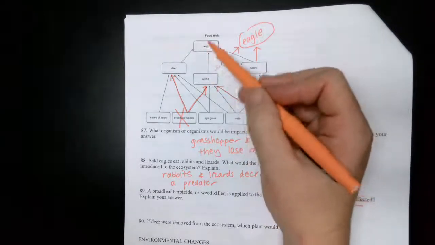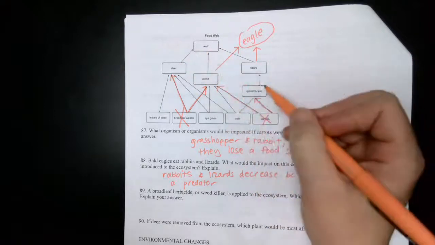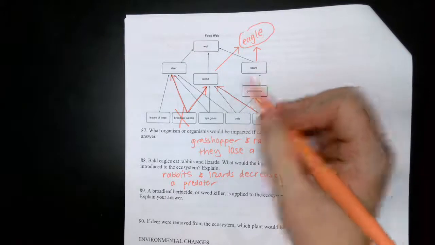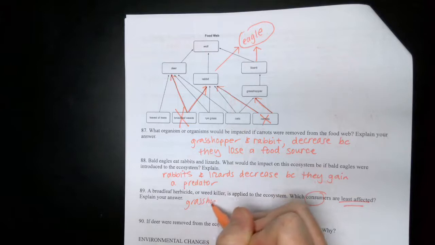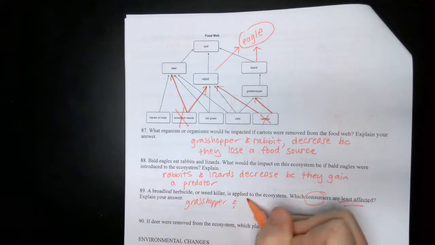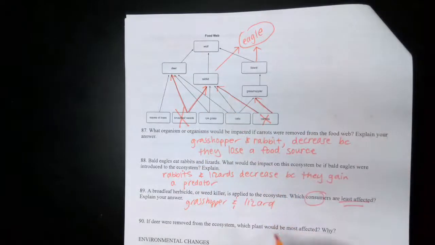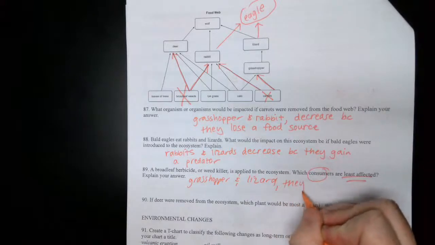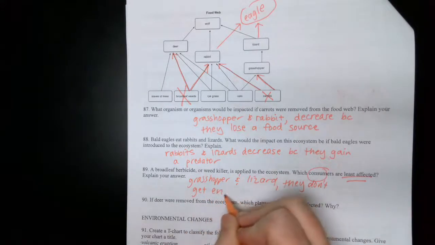So that means the wolf are probably going to be affected as well because they're directly connected to the deer and the rabbit. The grasshopper and the lizard are not very connected. They don't get energy from the broadleaf leaves. They don't eat those. They don't get energy from broadleaf weeds.